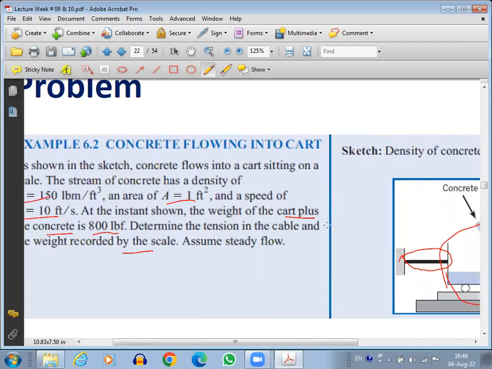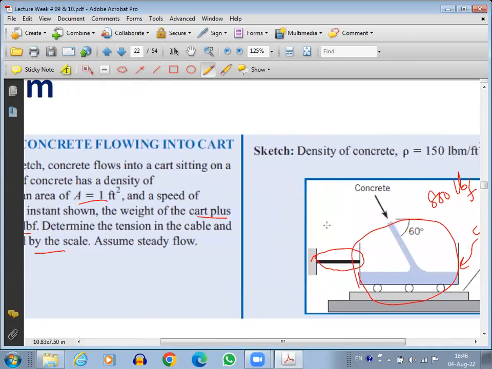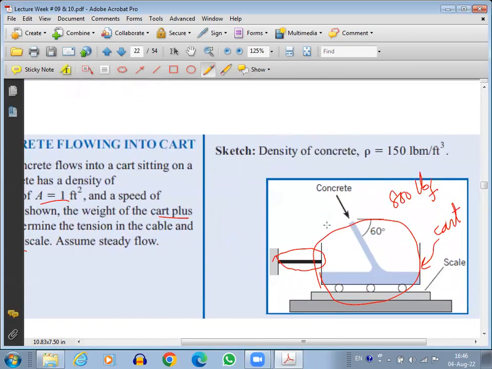So this is for the case of the concrete which is falling into the cart, we know what is the density of the concrete, we know what is the cross-sectional area of this jet. There is a jet of concrete which is falling, okay, and we know what is the velocity of this concrete. Okay. So this is the problem statement. If anybody has any question regarding the problem statement, you can ask.